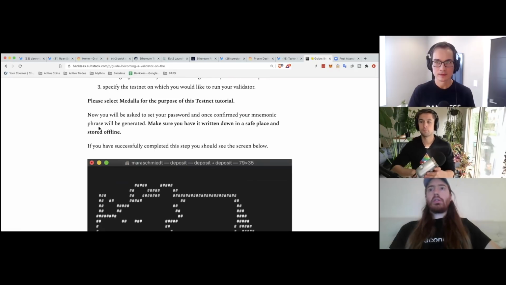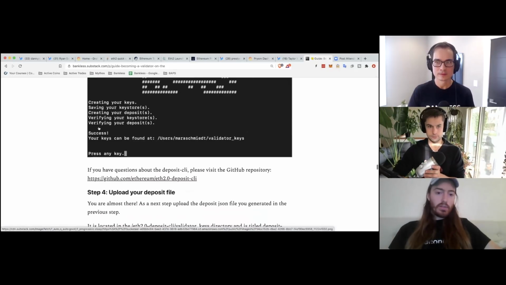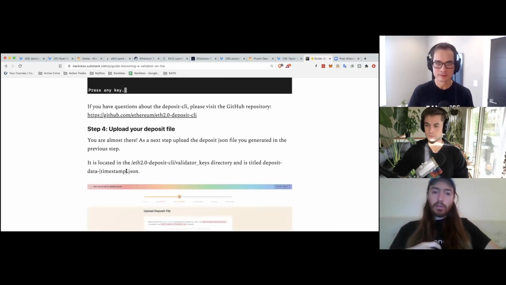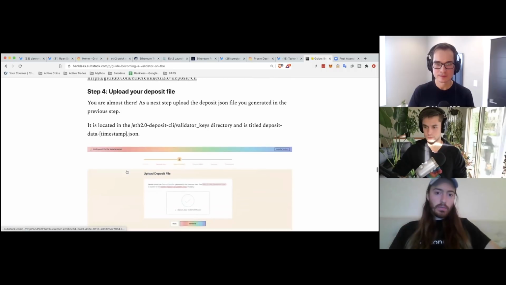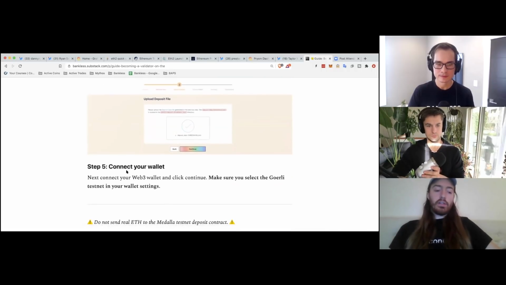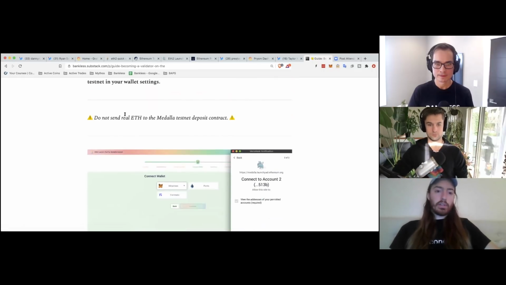I would highly recommend that everyone use the Launchpad. That's the easiest way to do it. But if you come up with valid deposit data any other way, with whatever other tooling, that's fine. You just have to send the metadata, the deposit data, with your deposit to the deposit contract.